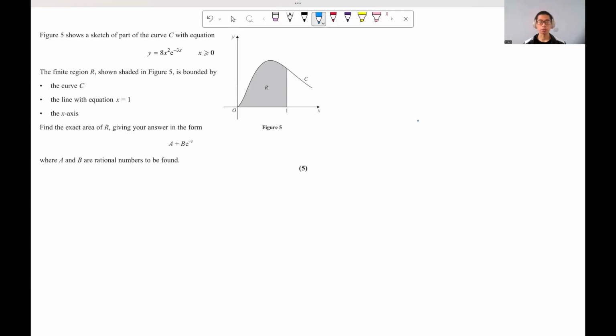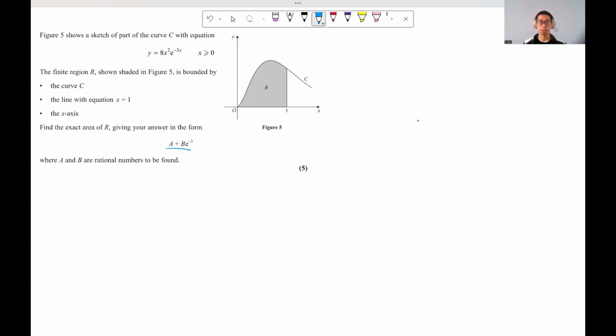Let's have a look at question 11. Figure 5 shows a sketch of part of the curve C with equation y equal to 8x squared e to the power negative 3x. The finite region R is bounded by the curve C, the line with equation x equal to 1 and the x-axis. We want to find the exact area and leave it in this form.